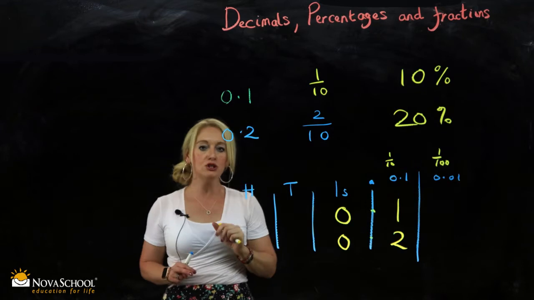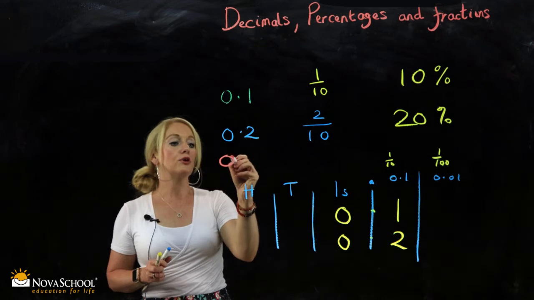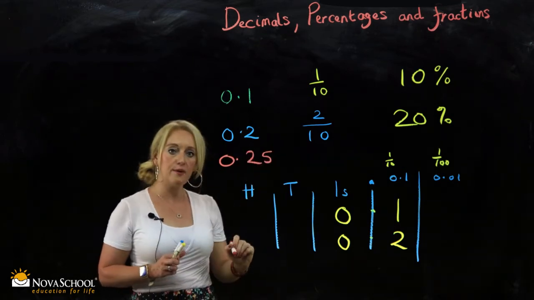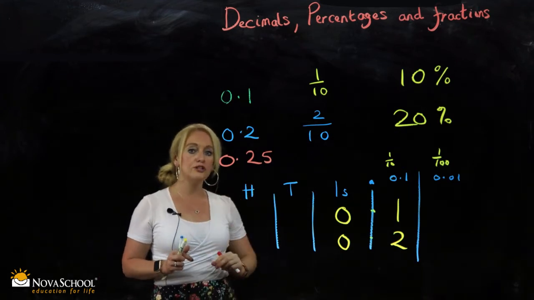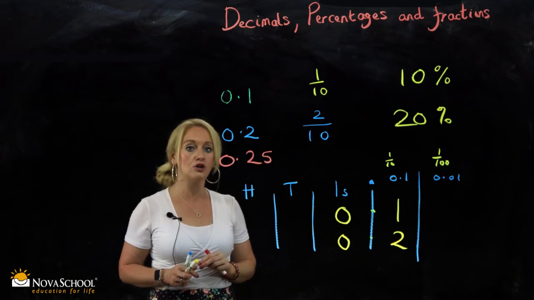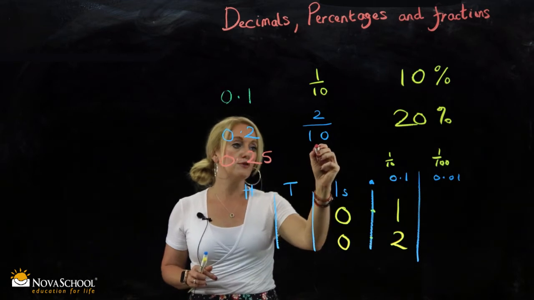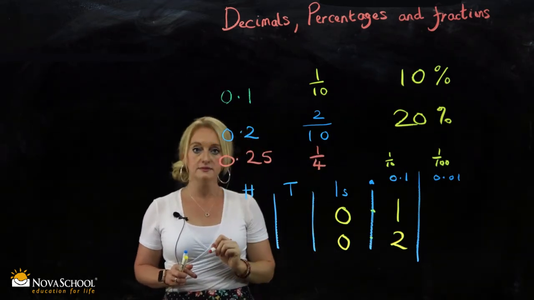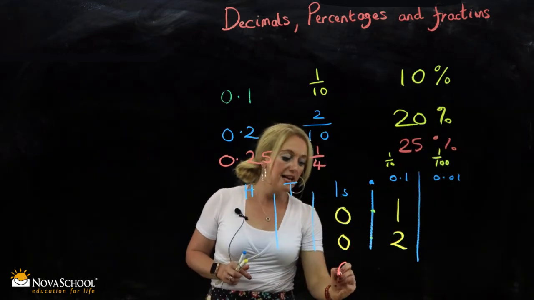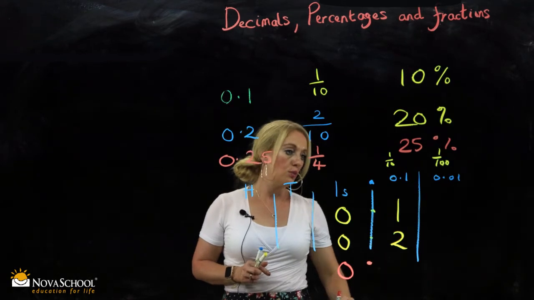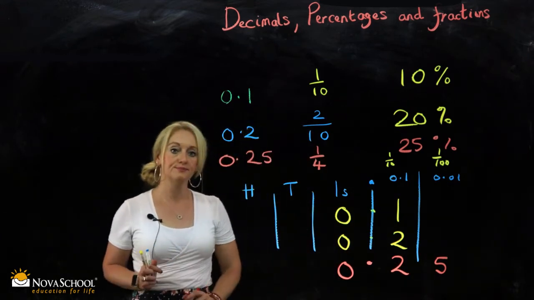So now let's do a really tricky one before we finish. Let's try 0.25. What's that one? Think about 25 out of 100. How many 25s make 100? 4 of them, that's right. So 0.25 is a quarter, and it's also 25%. So we have 0 ones, we have 2/10, and we have 5 hundredths.